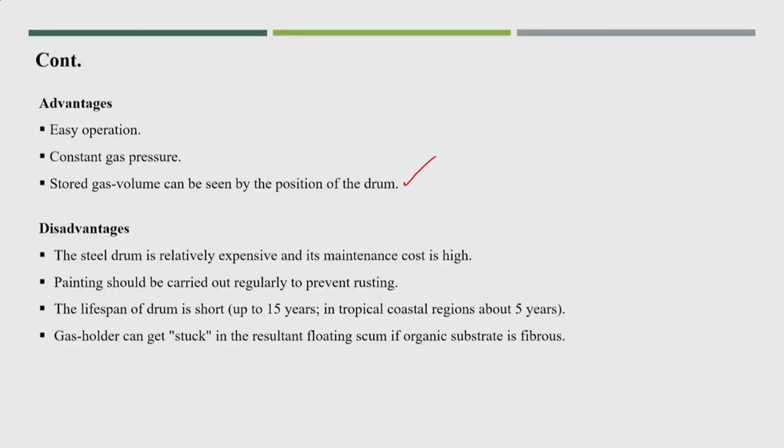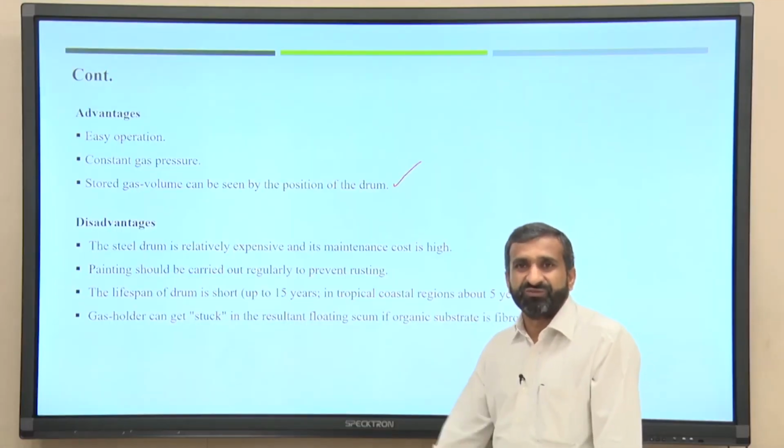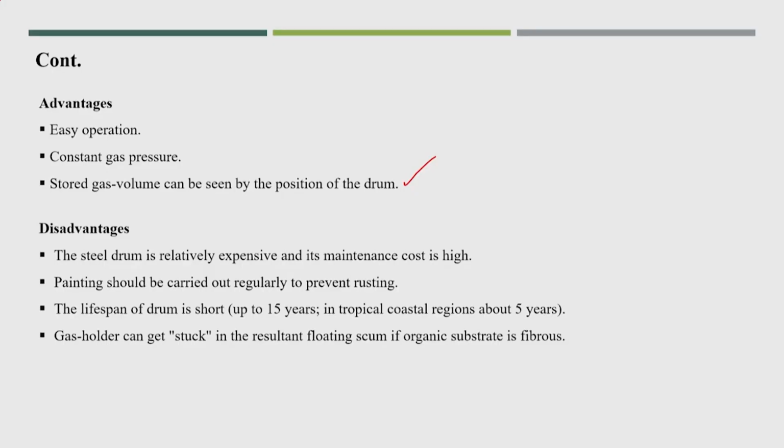And the disadvantage is that the steel drum is relatively expensive and its maintenance cost is high. Obviously, we need to use a steel drum, otherwise if you use other metal, corrosion will be the major problem, and painting should be carried out regularly to prevent rusting. Even for steel, painting is required from time to time. And the lifespan of the drum is short, up to 15 years, and in tropical coastal regions about 5 years.